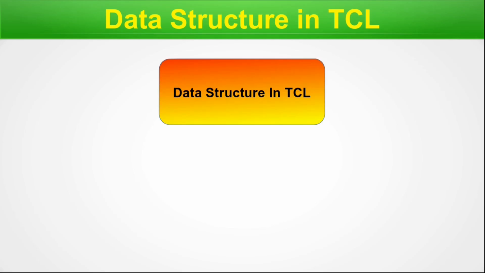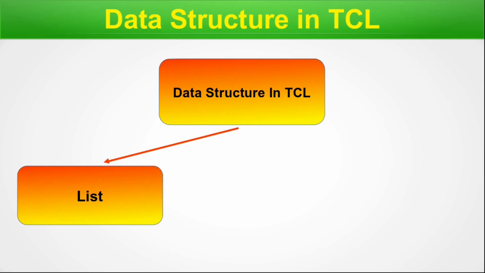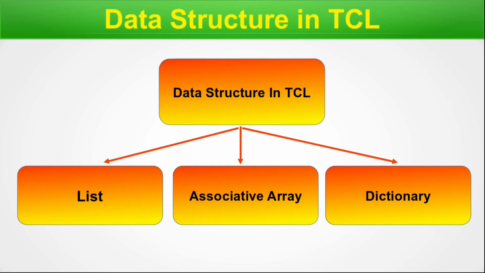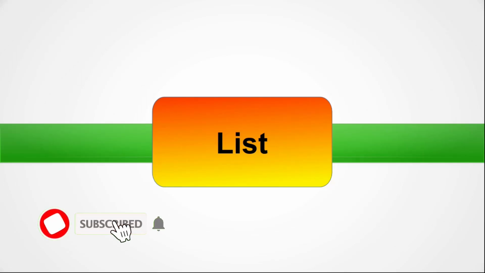So what are the 3 data structures that are available in Tcl? The first one is list. The second one is called associative array. The third one, which is the newest and latest, is called dictionary. So we will go one by one through them. Let's talk about the list.